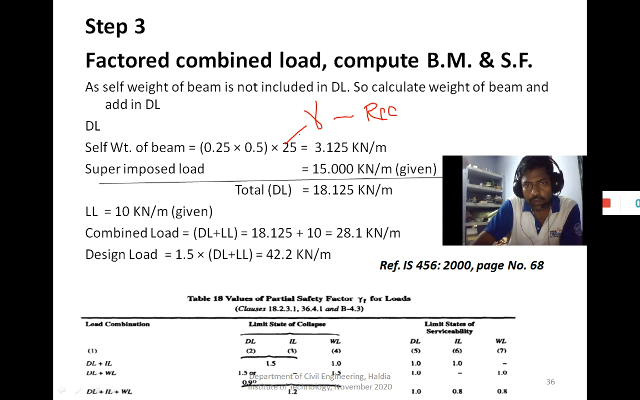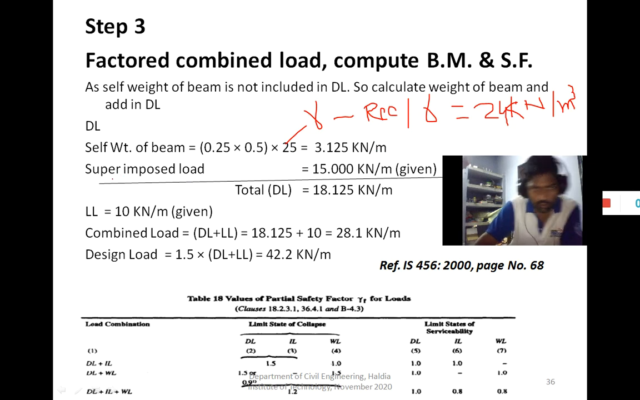That is 25. Again, it is given in IS 875 part 1, dead load. For plain concrete the unit weight is 24 kilonewton per meter cube. The unit weight of RCC is 25 kilonewton per meter cube. So we multiply by the unit weight of RCC and we get the load per meter run.